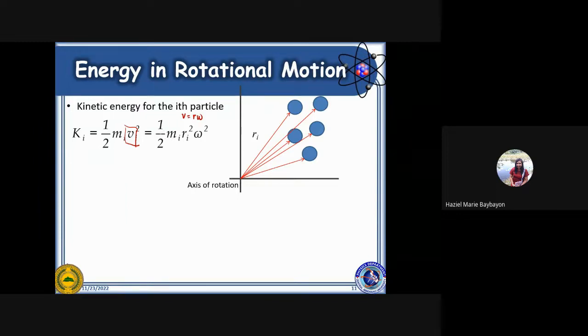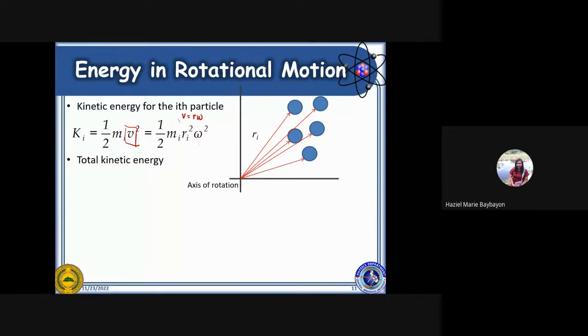Now, this will become our equation for the kinetic energy. We have here 1/2 m sub i r sub i squared omega squared. Okay? So again, this expression for the kinetic energy, class, is true for rotational motion.